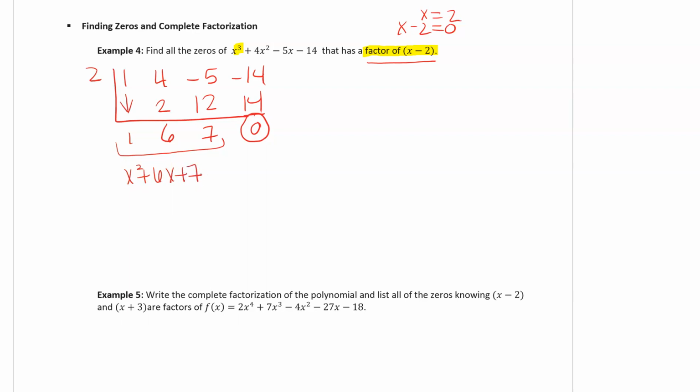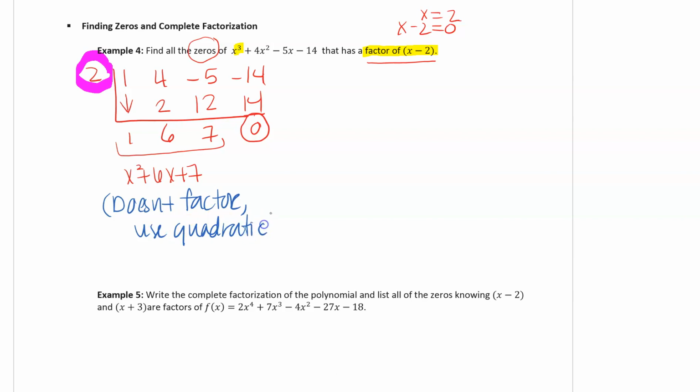And so what we want to do is look at the remaining result, and I want to find all the zeros. So here's 1 zero, and I need to find 2 more. So if what you get at the very end doesn't factor, then you want to use your quadratic formula. And so we're going to have to do that here.